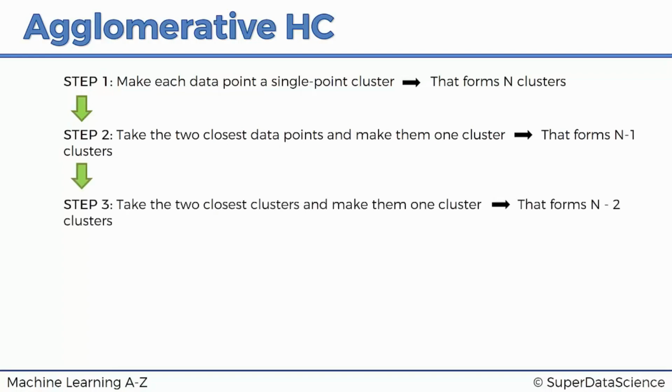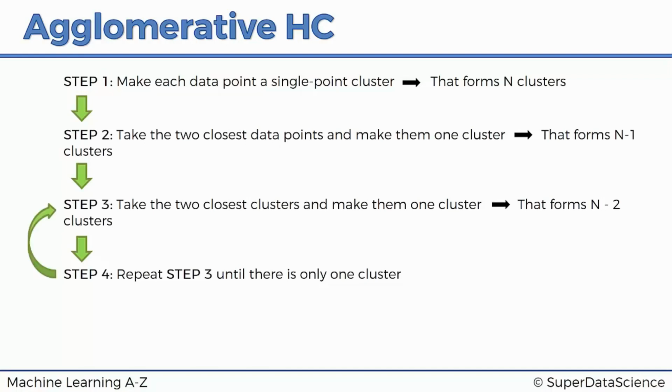Step 3 is to take the two closest clusters out of the ones you now have and make them one cluster. That forms n-2 clusters. Step 4 is to repeat step 3 until there is only one cluster. So you just keep repeating step 3, combining points into bigger and bigger clusters until there's one huge cluster left, and at the end you're done. How to get from that one cluster to 2 or 3 clusters, the final result that you actually want, we'll talk about in this section as well. That's the goal, of course.